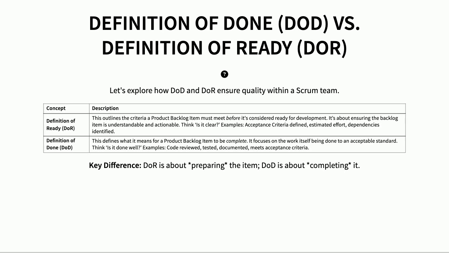Then there's definition of done. That's what "done" really means. It's about the actual work being completed to a high standard, making sure it meets all requirements and is fully tested. The key difference is DoR gets us ready to build, while DoD tells us when something is truly finished. Understanding these two helps keep our teams focused and delivering quality products.